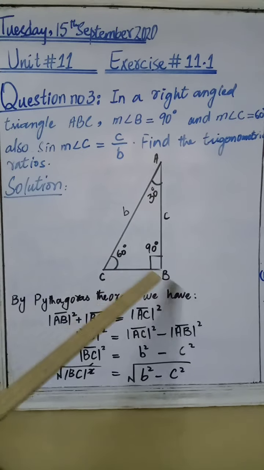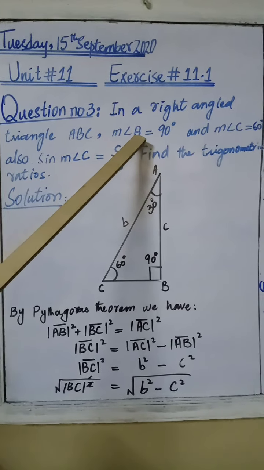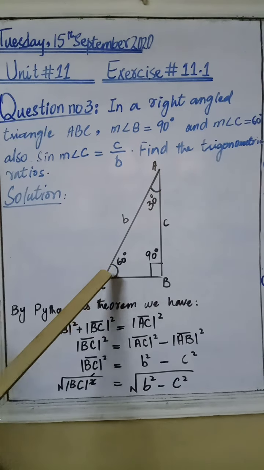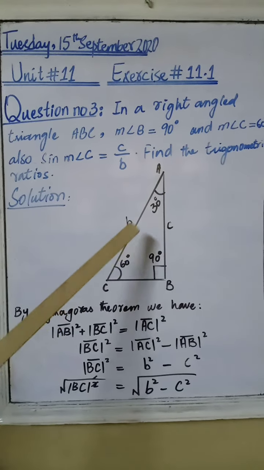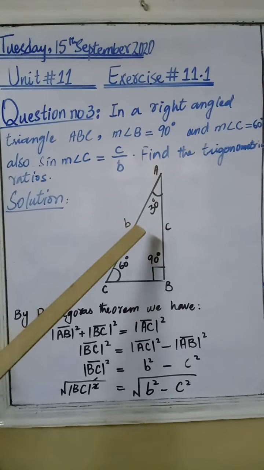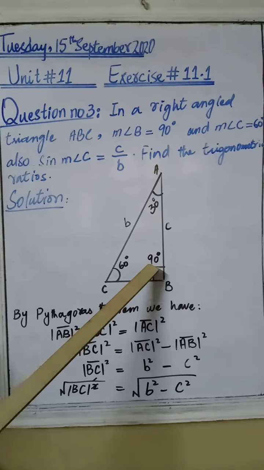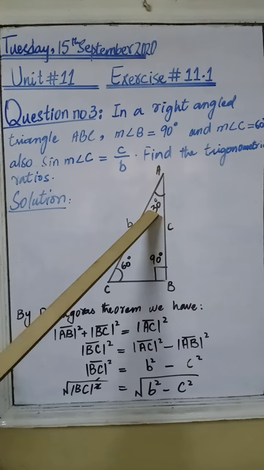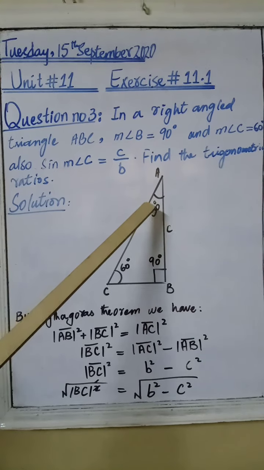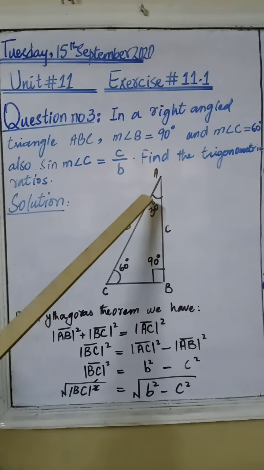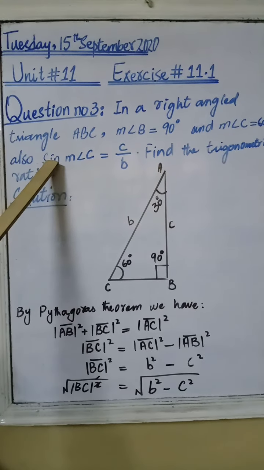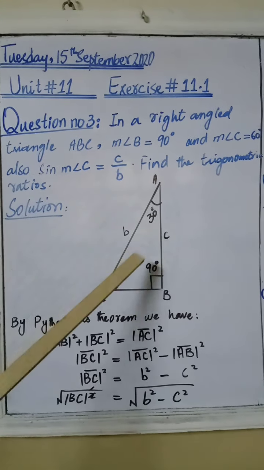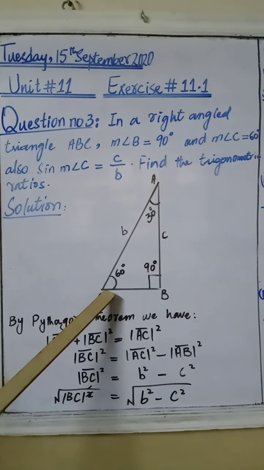So by drawing this right angle triangle, they give us angle B which is 90 degrees and angle C which is 60 degrees. We all know that the angles of a triangle add up to 180 degrees. So 90 plus 60 is equal to 150, and the other angle A is equal to 30 degrees because 180 minus 150 is equal to 30 degrees. They said that sine of angle C is equal to c over b. The angle C ratio is given.